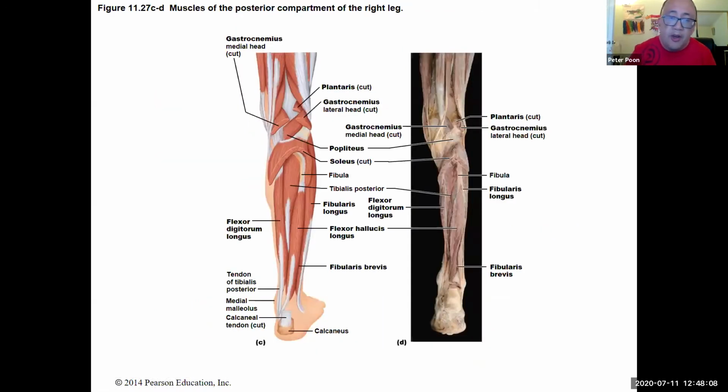If you strip away those muscles, you see the Tom, Dick, and Harry muscles again. Tibialis posterior, flexor hallucis longus, and flexor digitorum longus.